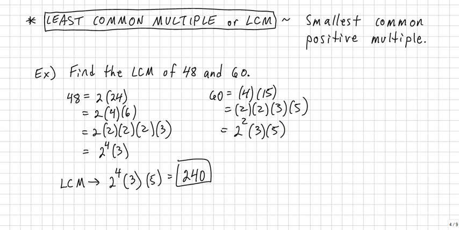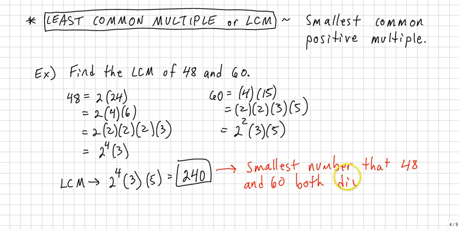And another way to think of what this is, the smallest number that 48 and 60 both divide into without a remainder.